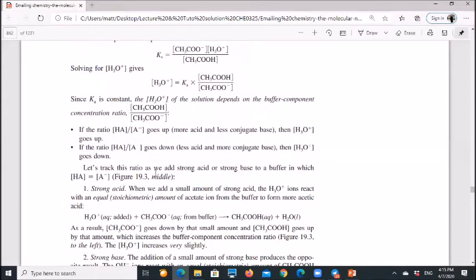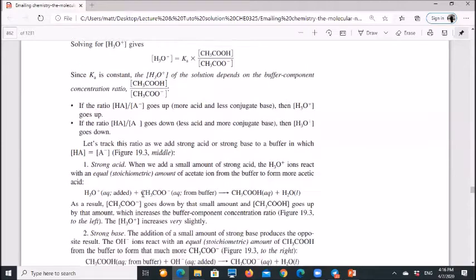Let's track this ratio as we add strong acid or strong base to a buffer in which we make the concentration of the component acid and the component base equal. That means the concentration of the acid and the concentration of the conjugate base, the salt, are equal. For example, 1 molar acetic acid and 1 molar sodium acetate are present in the buffer solution. Then what happens when we add strong acid or strong base to this buffer?